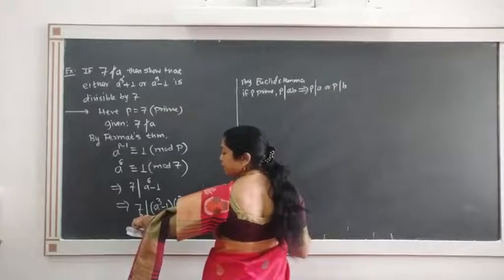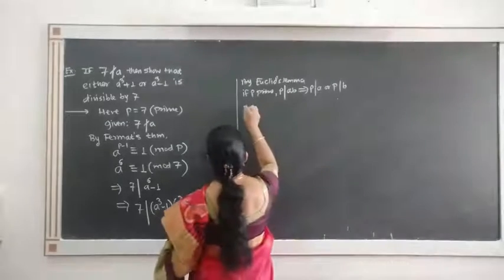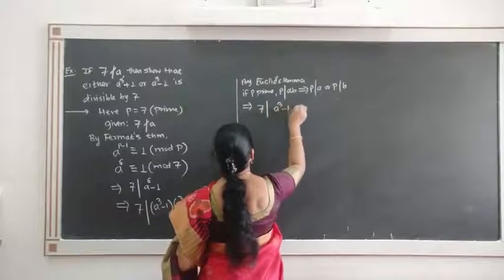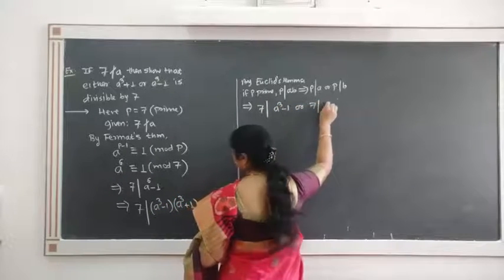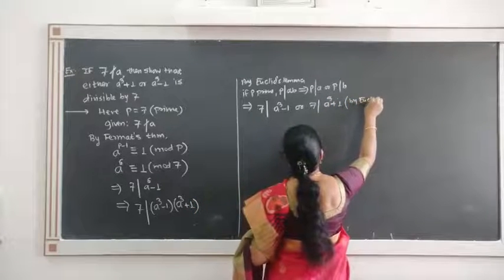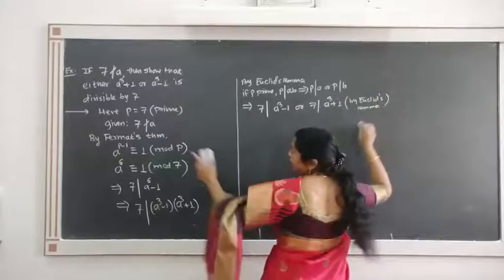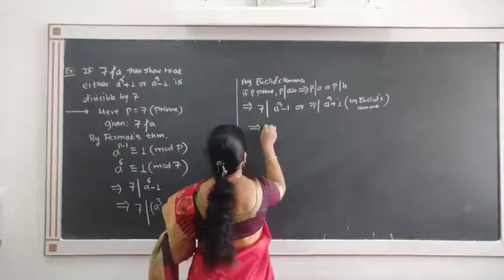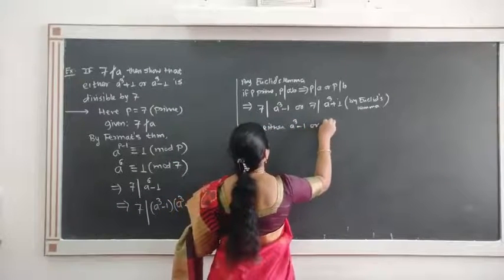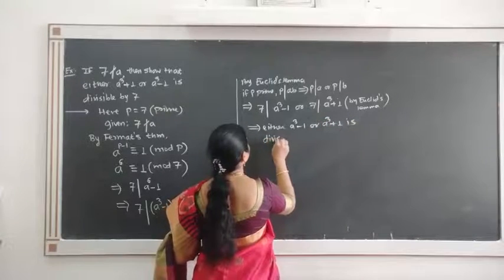So here 7 is prime and 7 divides a cube minus 1 into a cube plus 1. So this implies that either 7 divides a cube minus 1 or 7 divides a cube plus 1 by Euclid's lemma. This means that either a cube minus 1 or a cube plus 1 is divisible by 7.